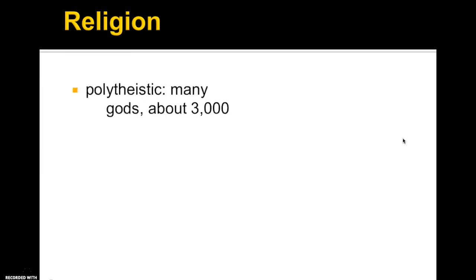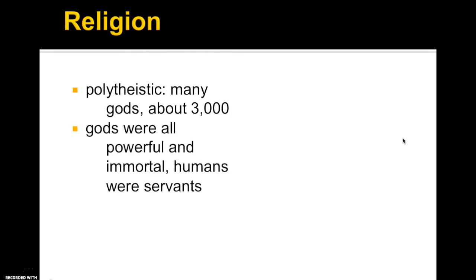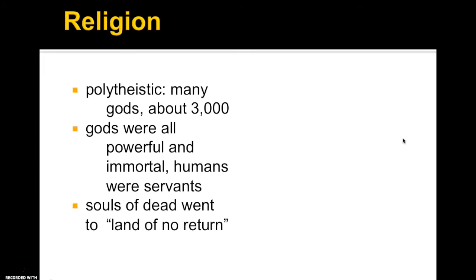Moving on to religion, we will go more in depth on this topic next class when we go into belief systems, but just for now: polytheistic means you believe in many gods. The Sumerians believed in about 3,000. Gods were all powerful and immortal. Humans were the servants, so we were living in their world. And souls of the dead went to the land of no return. So we do see the essence of an afterlife here. You also start to see this idea of a legend or lore within the culture.